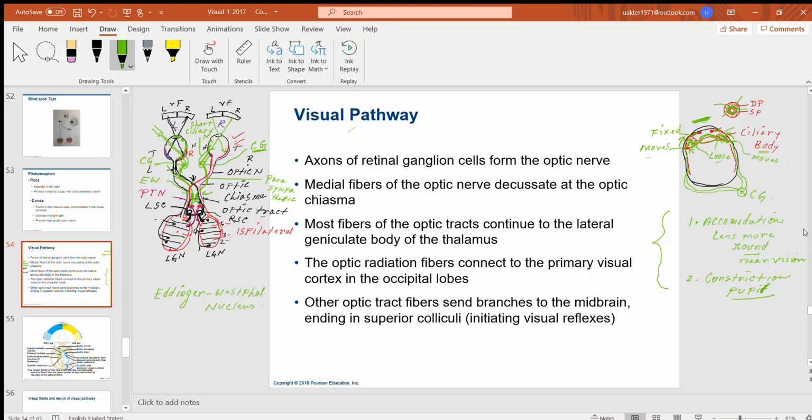So now the opposite things will occur if sympathetic stimulation occurs. Okay, so sympathetic stimulation comes from the cervical sympathetic ganglion. Let me show you how.